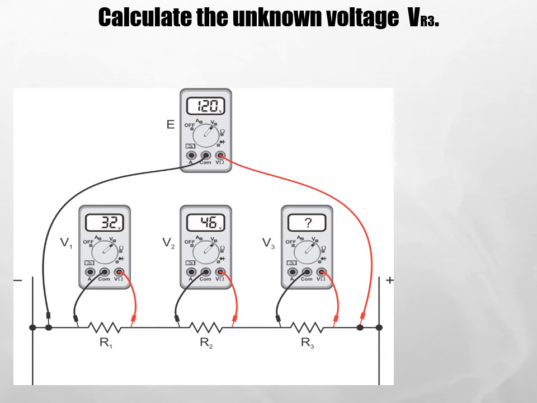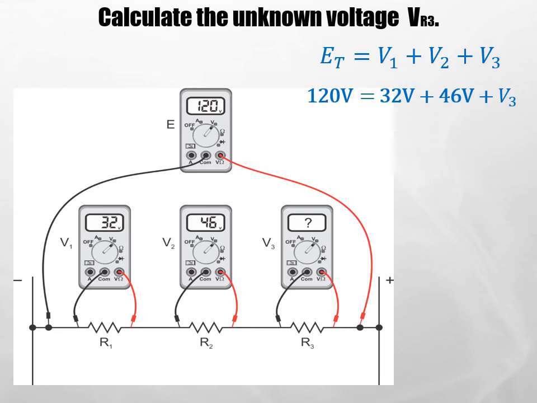So what would be the unknown voltage across R3, or VR3? Well, we know from Kirchhoff's voltage law that the three voltages have to add up to 120 volts. So if we take those values and plug them in, we can take 120 volts and subtract the 32 and subtract the 46, and whatever's left over has to be the voltage across R3. And when we do that, we find out that the voltage of R3 is 42 volts.